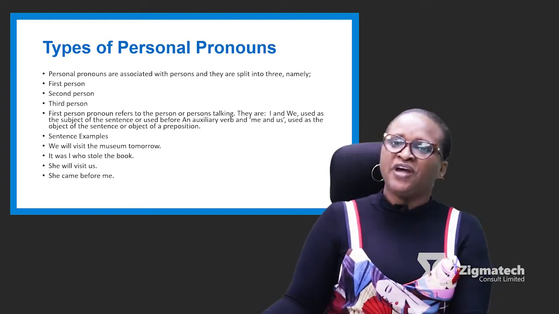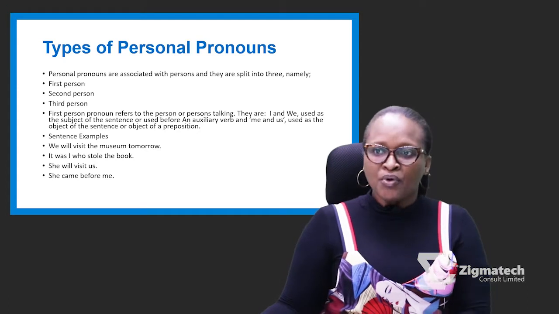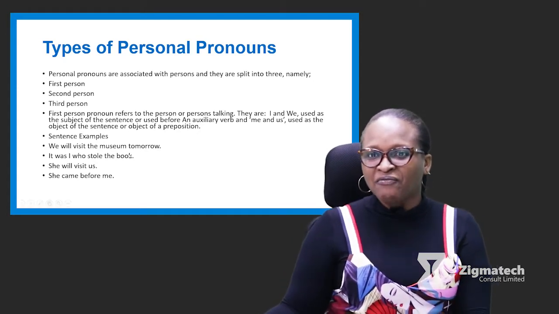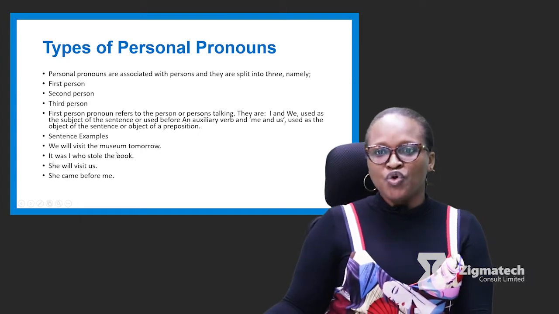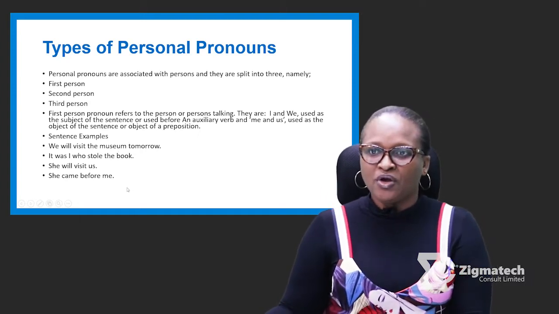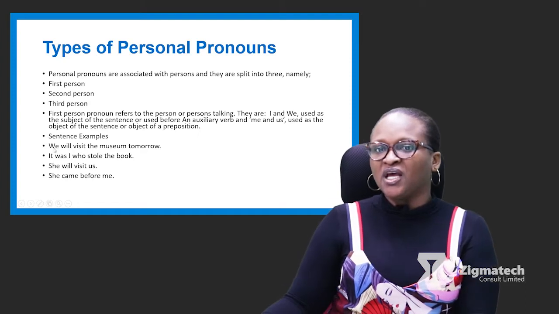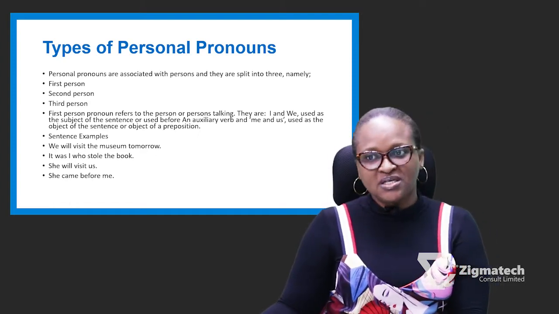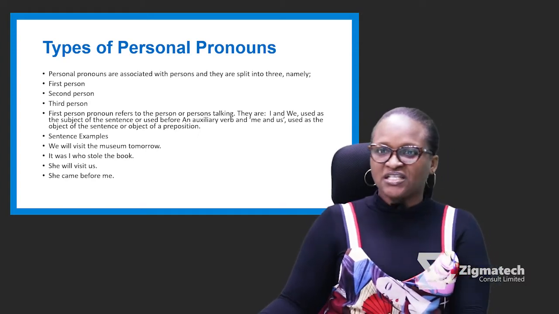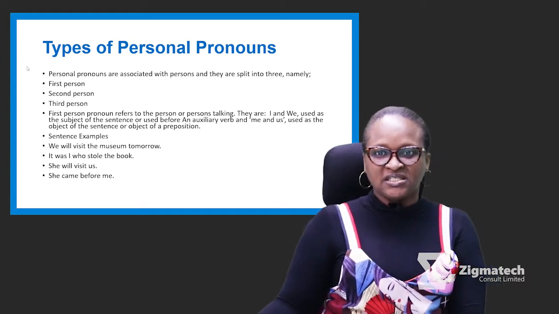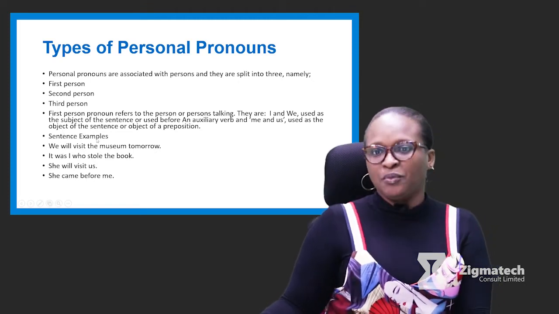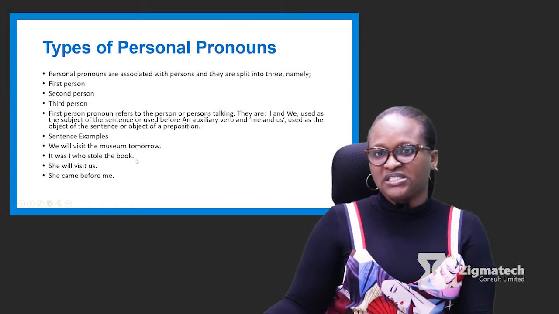I and we are the first person pronouns because they are the ones talking. The examples we have here are, we will visit the museum tomorrow. You can see that we is a first person pronoun referring to more than one person, and at the same time is acting as a subject of the sentence. That is the doer of the action. The we here are the people that will be going to visit the museum.